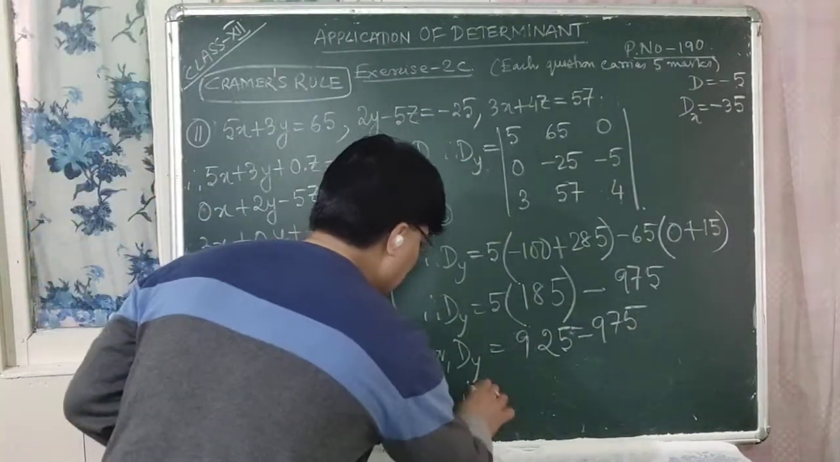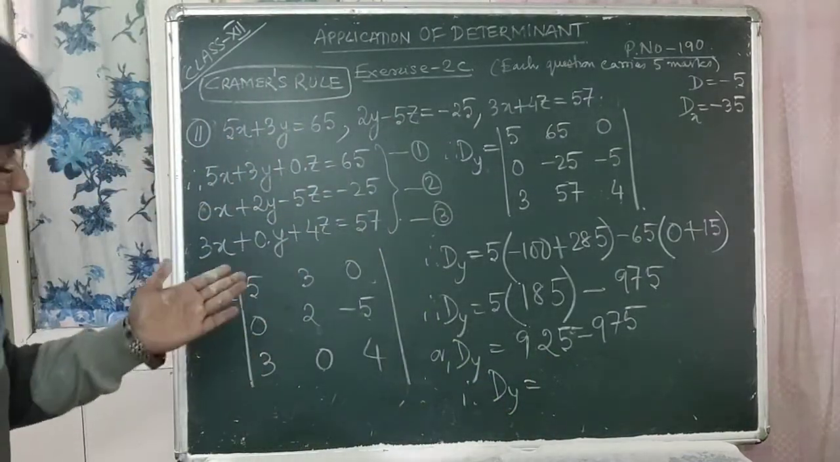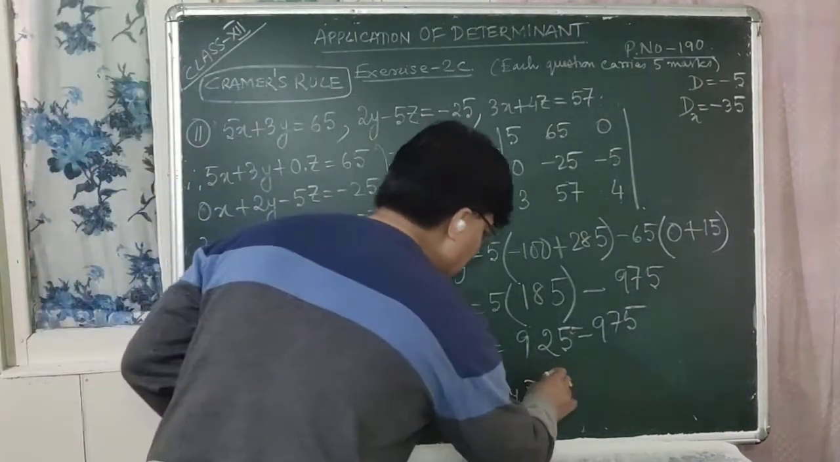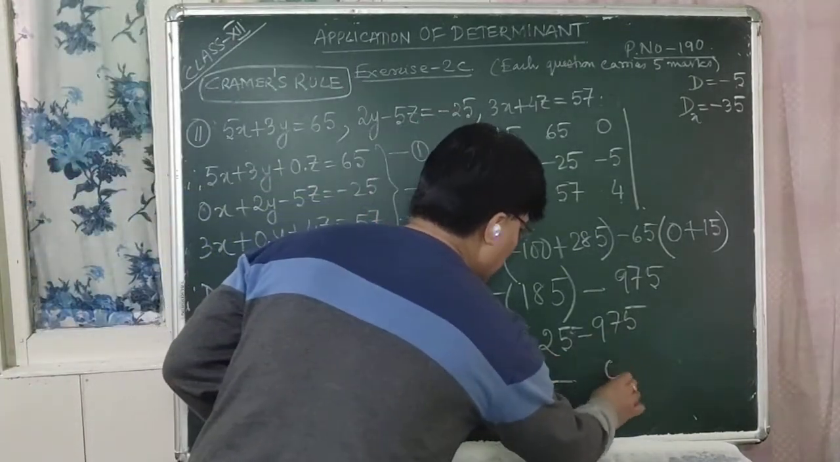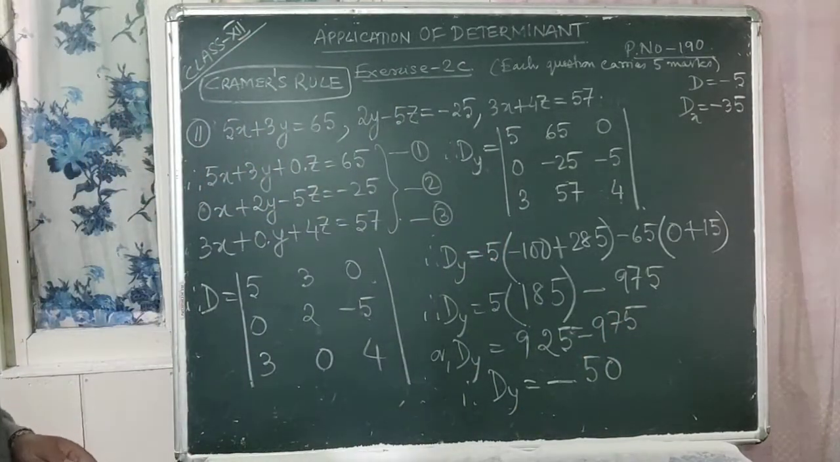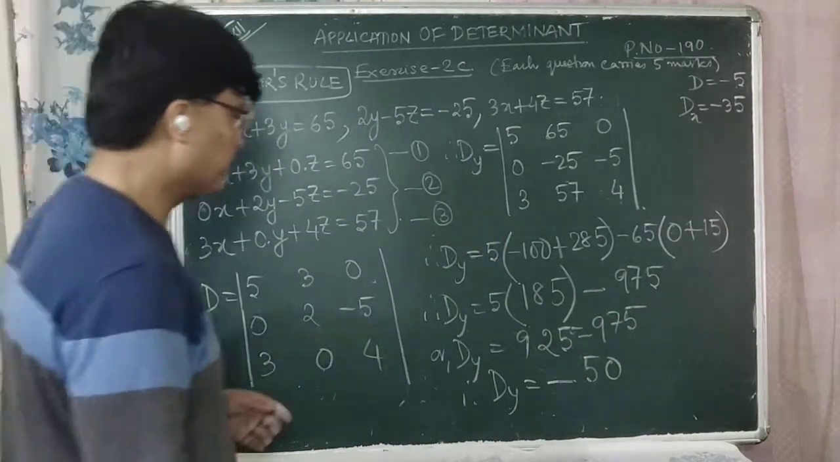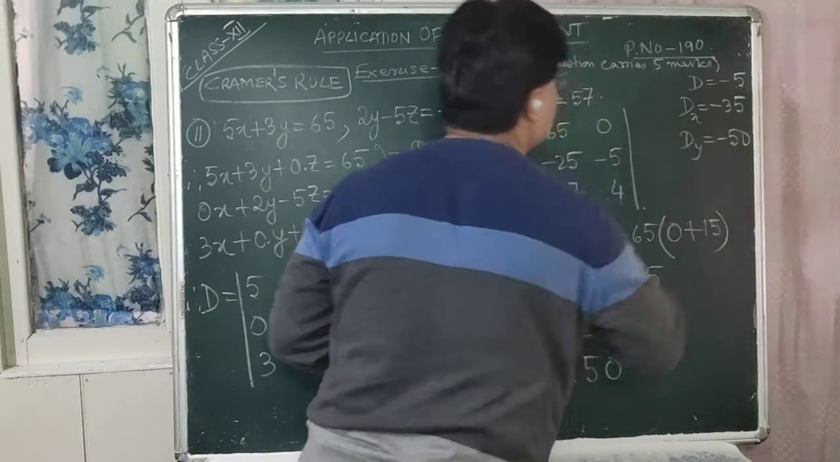975. That means dy is equal to... here also the signs are different, so you have to subtract, but you have to write down the sign of the greater number, that is minus. Now let us subtract it. 5 minus 5 is 0, 7 minus 2 is 5. That is, dy is equal to minus 50. So let us write it here. dy is equal to minus 50.